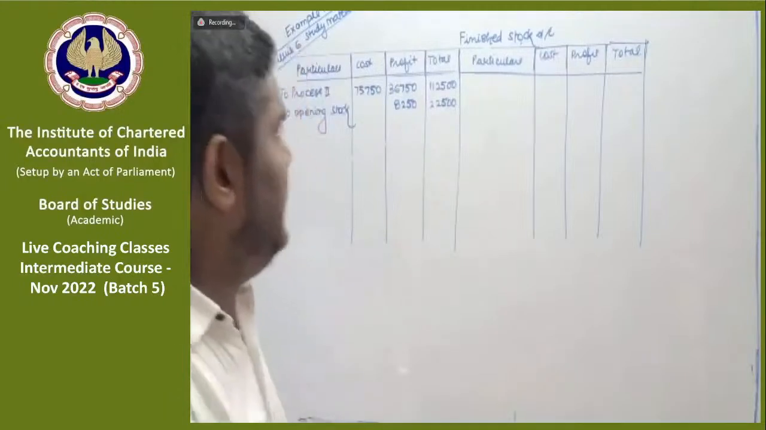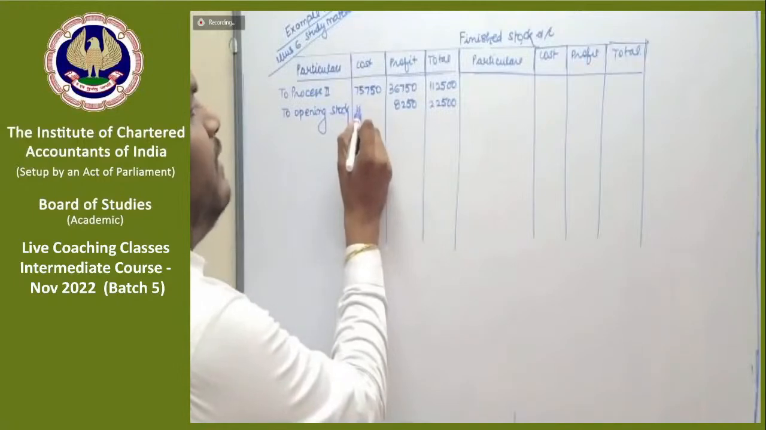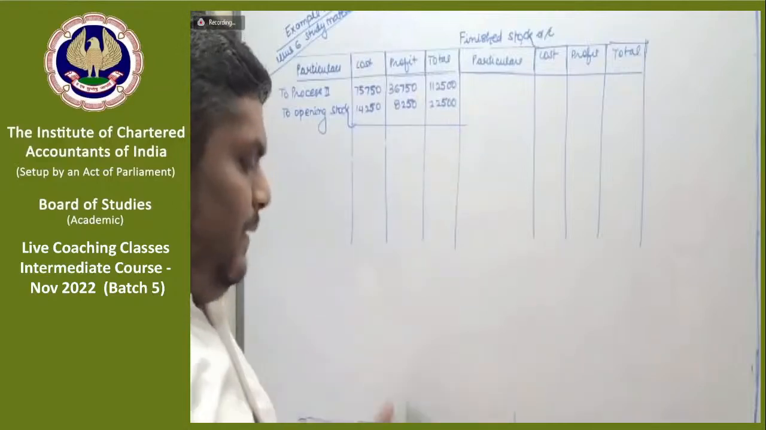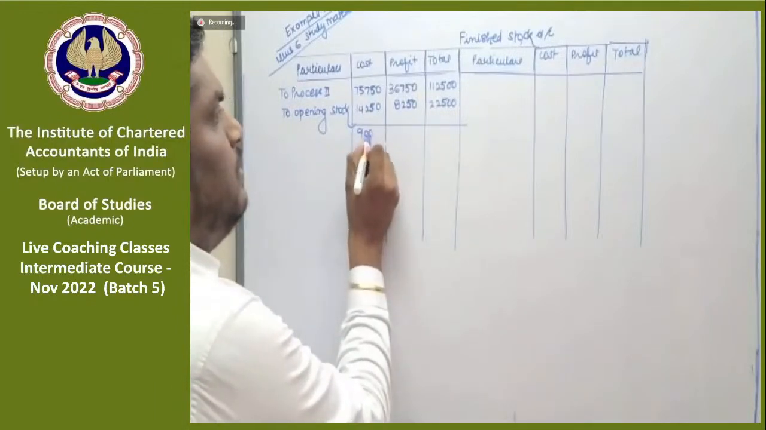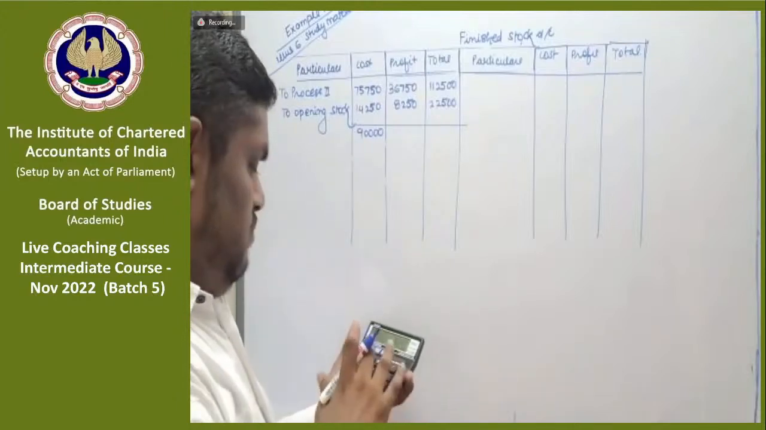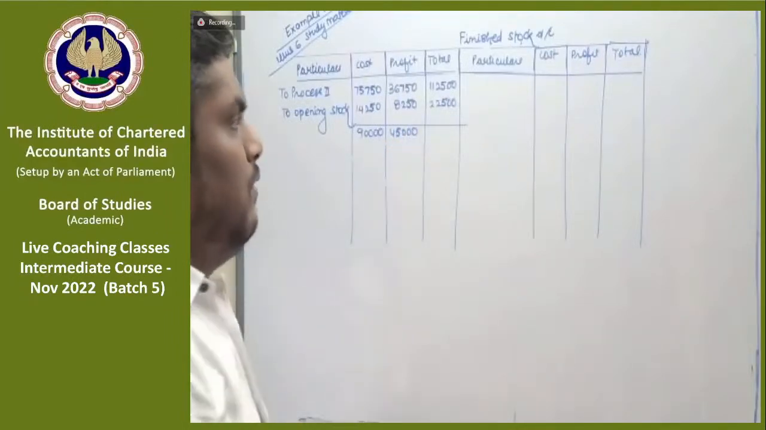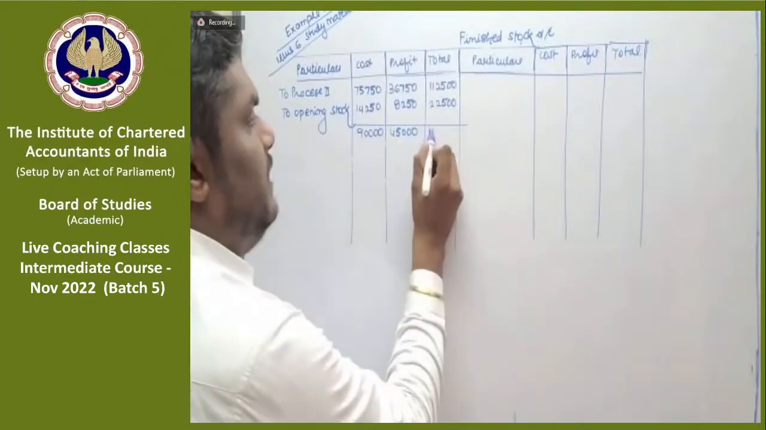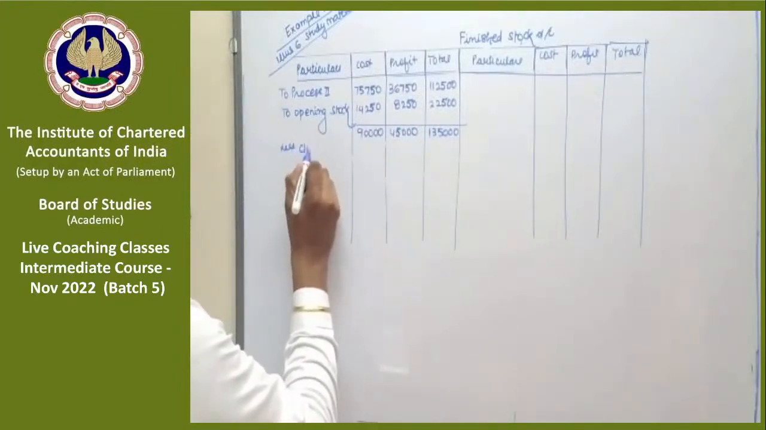So the cost will be 14,250. So the total amount will be 90,000, 45,000, 1,35,000. Now we will deduct the closing stock.